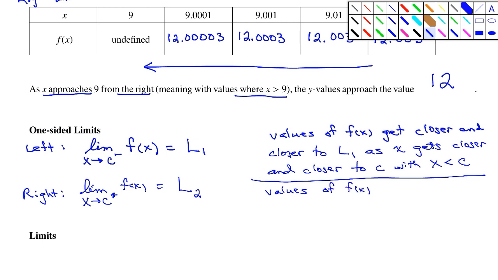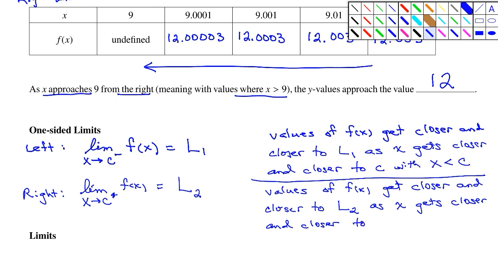So it's the values of f of x get closer and closer to L2 as x gets closer and closer to C with the x values greater than C. So those are our left limits and our right limits.